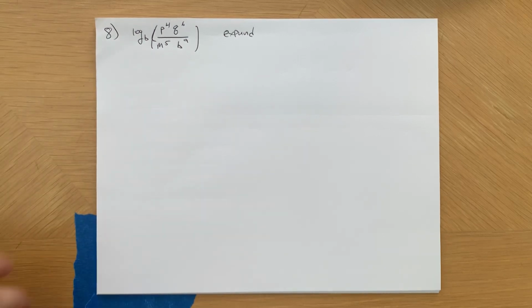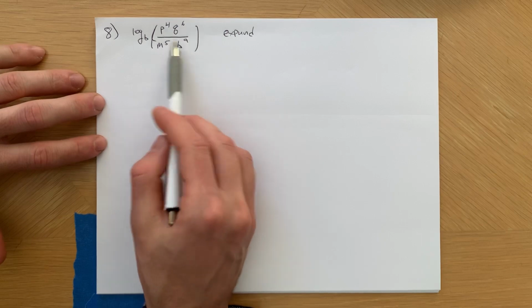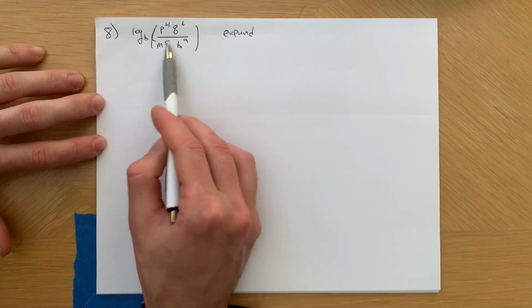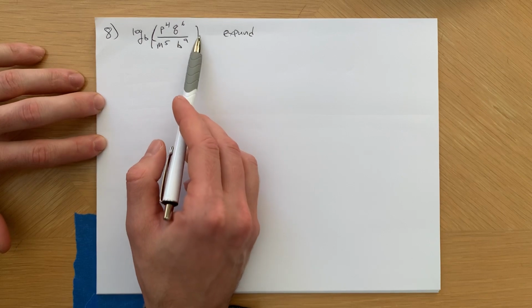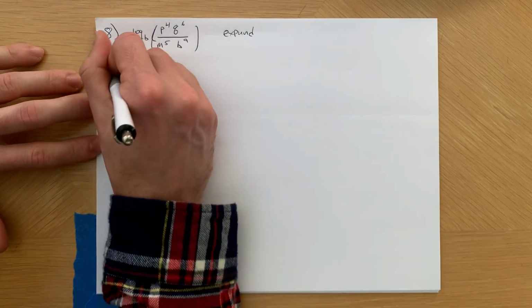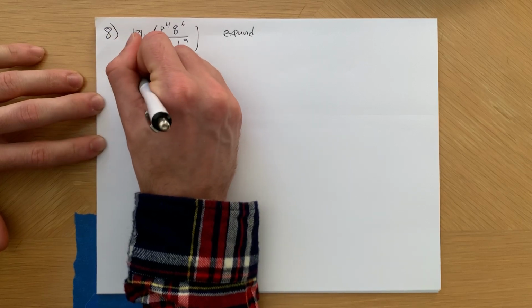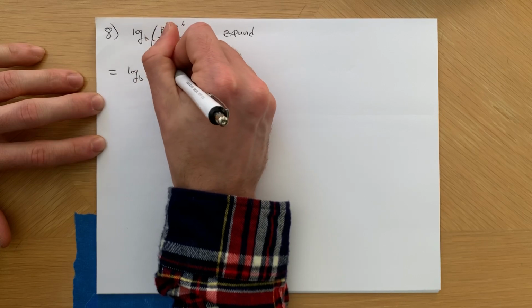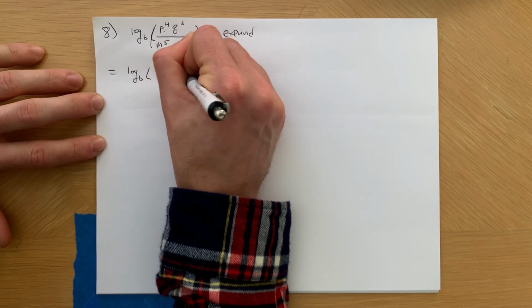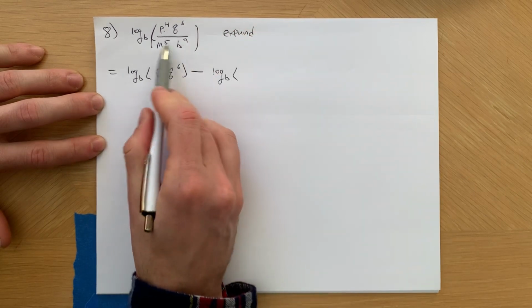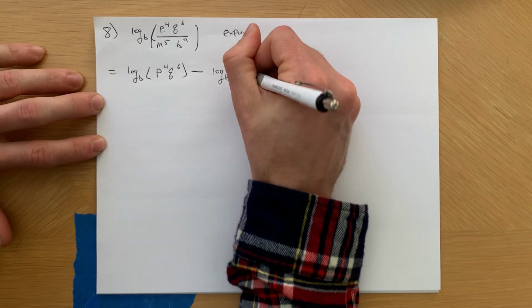So the first thing we see in this problem is there's division going on. We have this thing on the top divided by this thing on the bottom. And if you remember, we can break up division with subtraction. So the first thing we can do is rewrite this as log base b of the thing on the top, so p to the 4 q to the 6, minus log base b of the piece on the bottom, m to the 5 b to the 9.